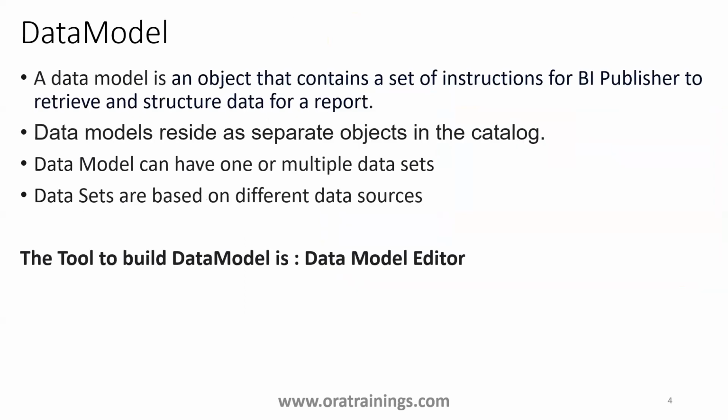Now we'll concentrate more on the data model part. So what exactly is a data model? It is an object that contains a set of instructions for BI Publisher to retrieve the data for a report. When you deploy the report to the next instance, or when you design the report component, the data model is an individual object, and the report is an individual object. So data models are stored as separate objects, as well as reports. And when you design a data model, you may have multiple data sets. In the next slide, we'll understand what a data set is all about.